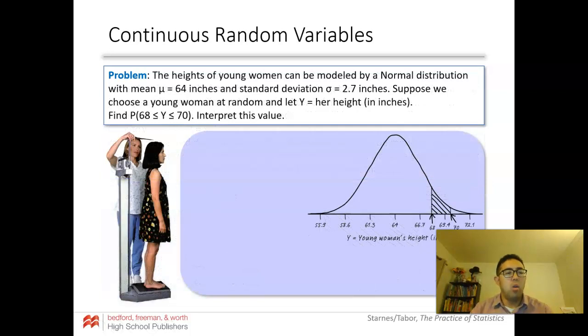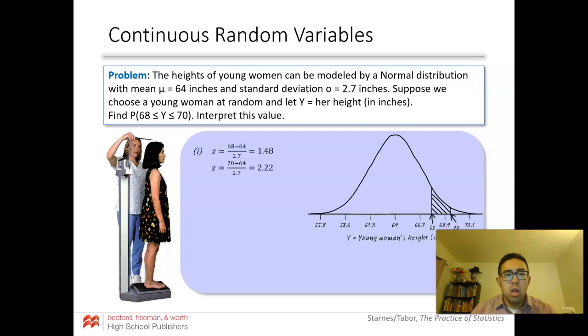Okay, now if I were to continue with this distribution, generally heights of people are modeled by normal distributions. So if we were looking at the heights of young women with a mean of 64 inches and a standard deviation of 2.7 inches, and we chose a young woman at random and let her height be y, let's find the probability that that woman is between 68 and 70 inches.